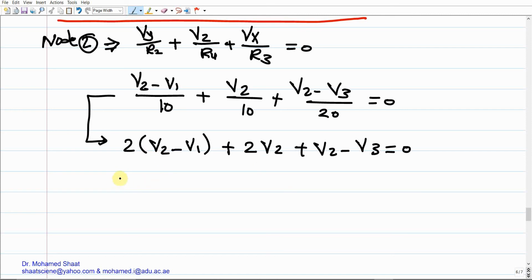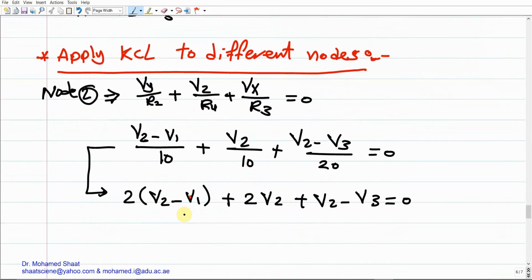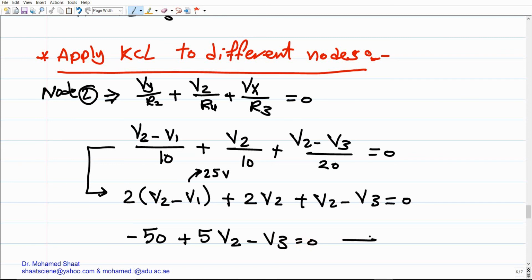Remember, you can even substitute for V1, because we already have a value for V1, as we discussed. V1 is already given here, right? It is already given as 25 volts. So we're going to end up with negative 50, plus 2V2 plus 2V2 plus V2. This gives us in total 5V2 minus V3 equals 0, and this is the first equation. Make sense?